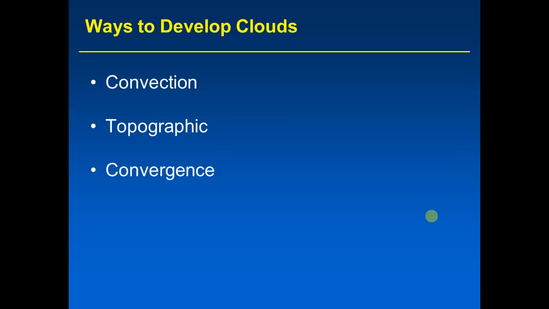Convergence occurs where surface air flows together. It can't pile up in one place. It can't go into the ground, so it rises. And finally, frontal lifting occurs where air rises along a front. A front occurs where one air mass, one large body of air with similar temperature and humidity properties, collides with another air mass. Okay, a front divides those two different air masses. Let's talk about each of these four ways to develop clouds.